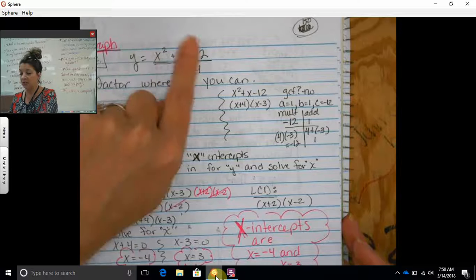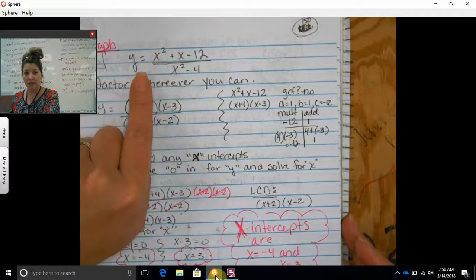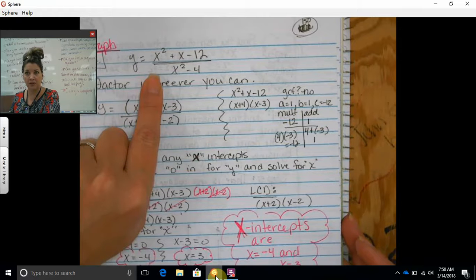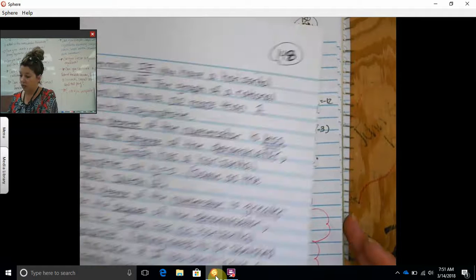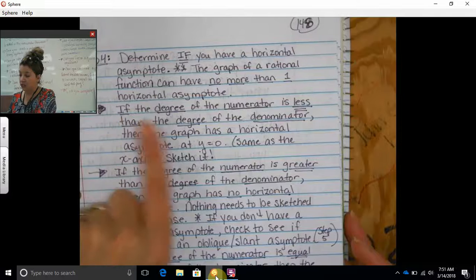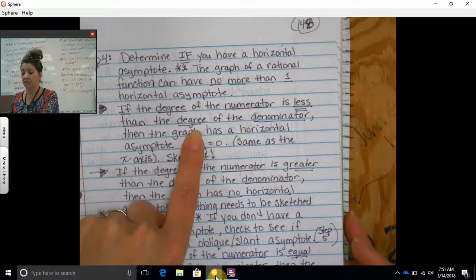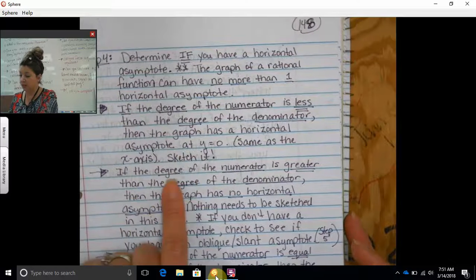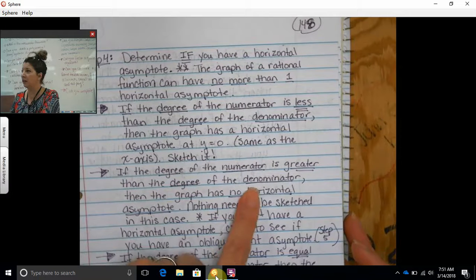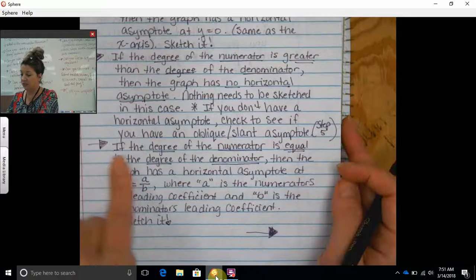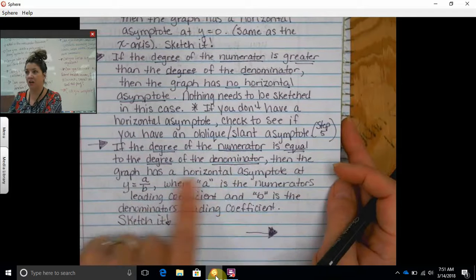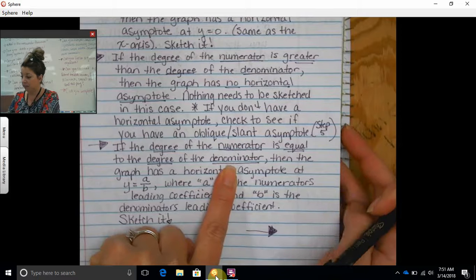When our problem was in standard form, how many degrees did the numerator have? 2. How many did the denominator have? 2. So our degrees in the top and the bottom, the numerator and the denominator, they're equal, right? So this first arrow said if the numerator is less than the denominator. So that one's not us. The next one says if the degree of the numerator is greater than the degree of the denominator. That one does not apply to this. The third arrow says if the degree of the numerator is equal to the degree of the denominator. So that's the one we want to look at.